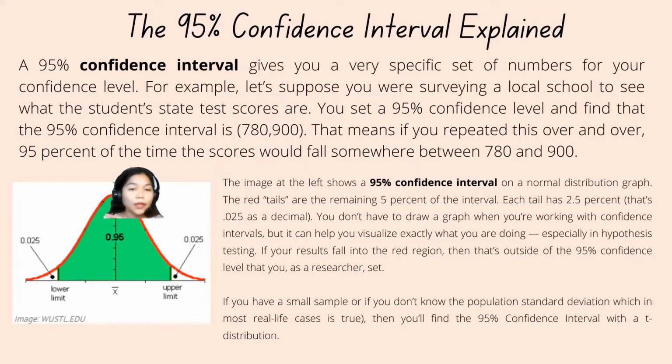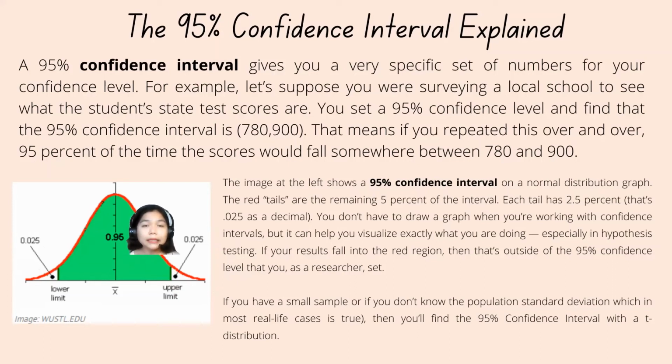The red tails are the remaining 5%. Each tail is 2.5%. You don't have to draw a graph when you're working with confidence intervals, but it can help you visualize exactly what you're doing. That's why I said earlier that it is easier for us to draw, even if it is not really required, especially when we do hypothesis testing.